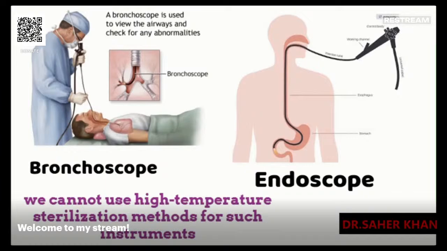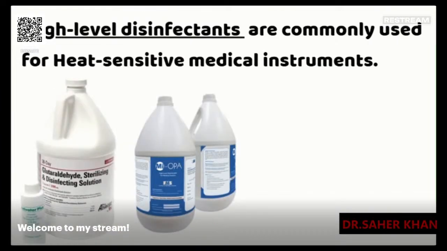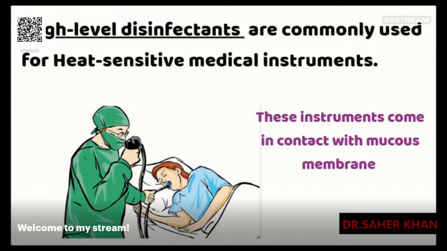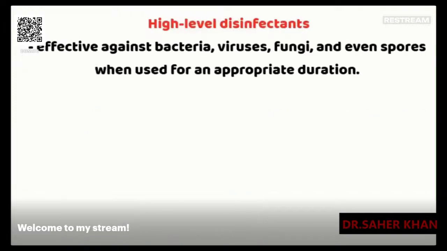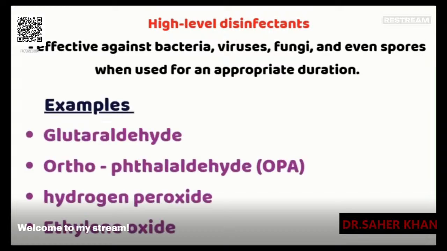Well, these instruments require high level disinfectants. Why high level? Because these instruments come into direct contact with the mucous membrane of the human body. So we must use high level disinfectant to eliminate bacteria, viruses, fungi, and even spores. So, to answer this question correctly, you must know the examples of high level disinfectants, which include glutaraldehyde. This is the most commonly used one for endoscopes. Second, OPA, hydrogen peroxide. So, these are the examples of high level disinfectant.